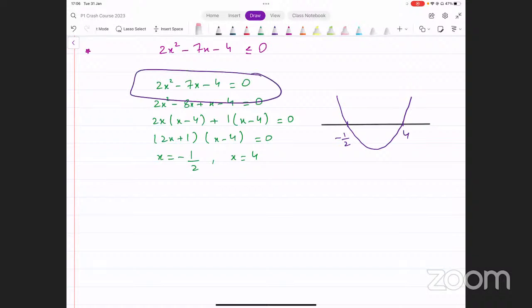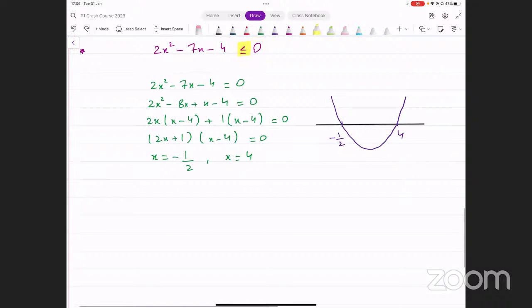But we were not solving an equation. We were actually solving an inequality. This is the sign that we've got there: less than or equal to. So now on the graph, you're going to look for the region where the graph is below the x-axis. It's less than 0, right? So where is the graph below the line y equals 0? It's this region.